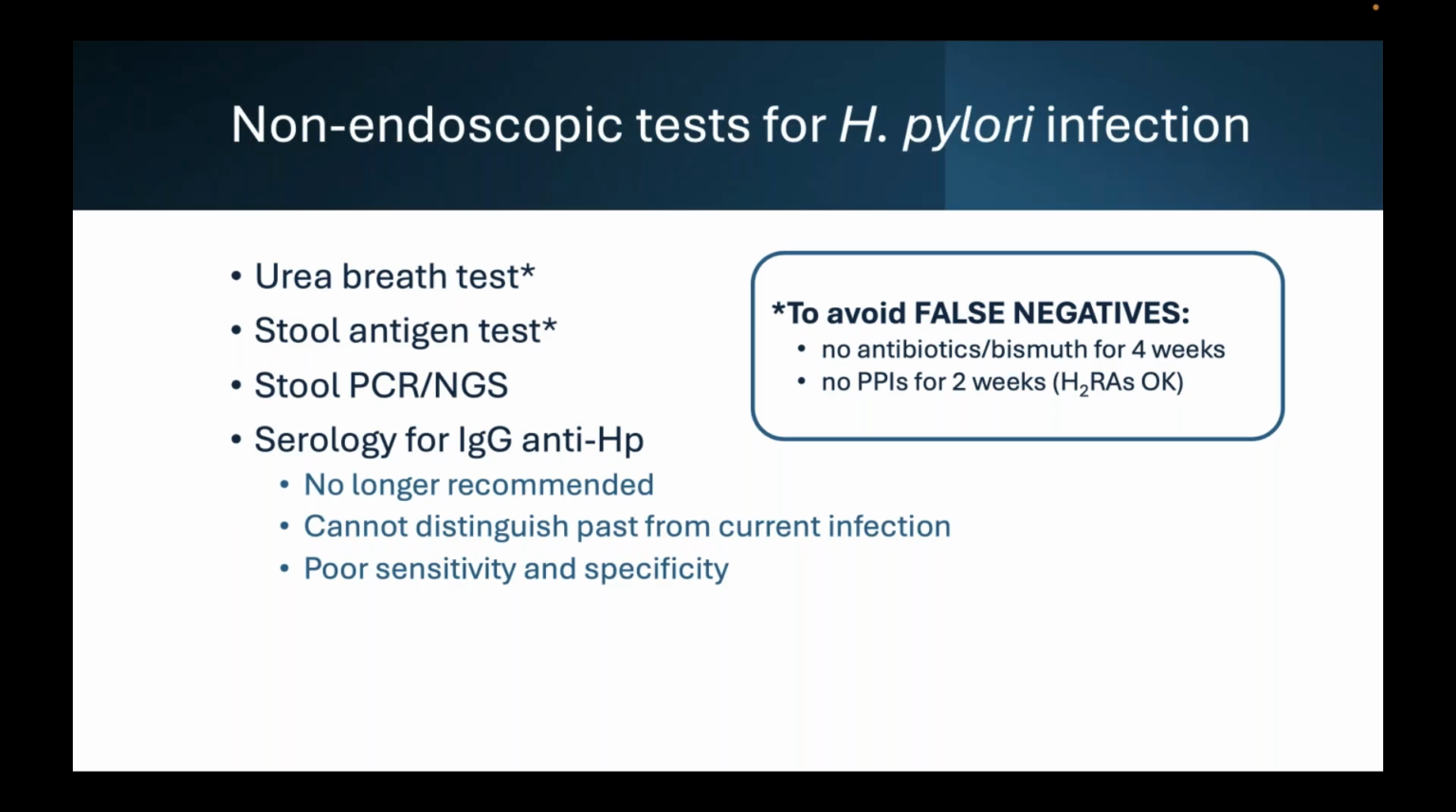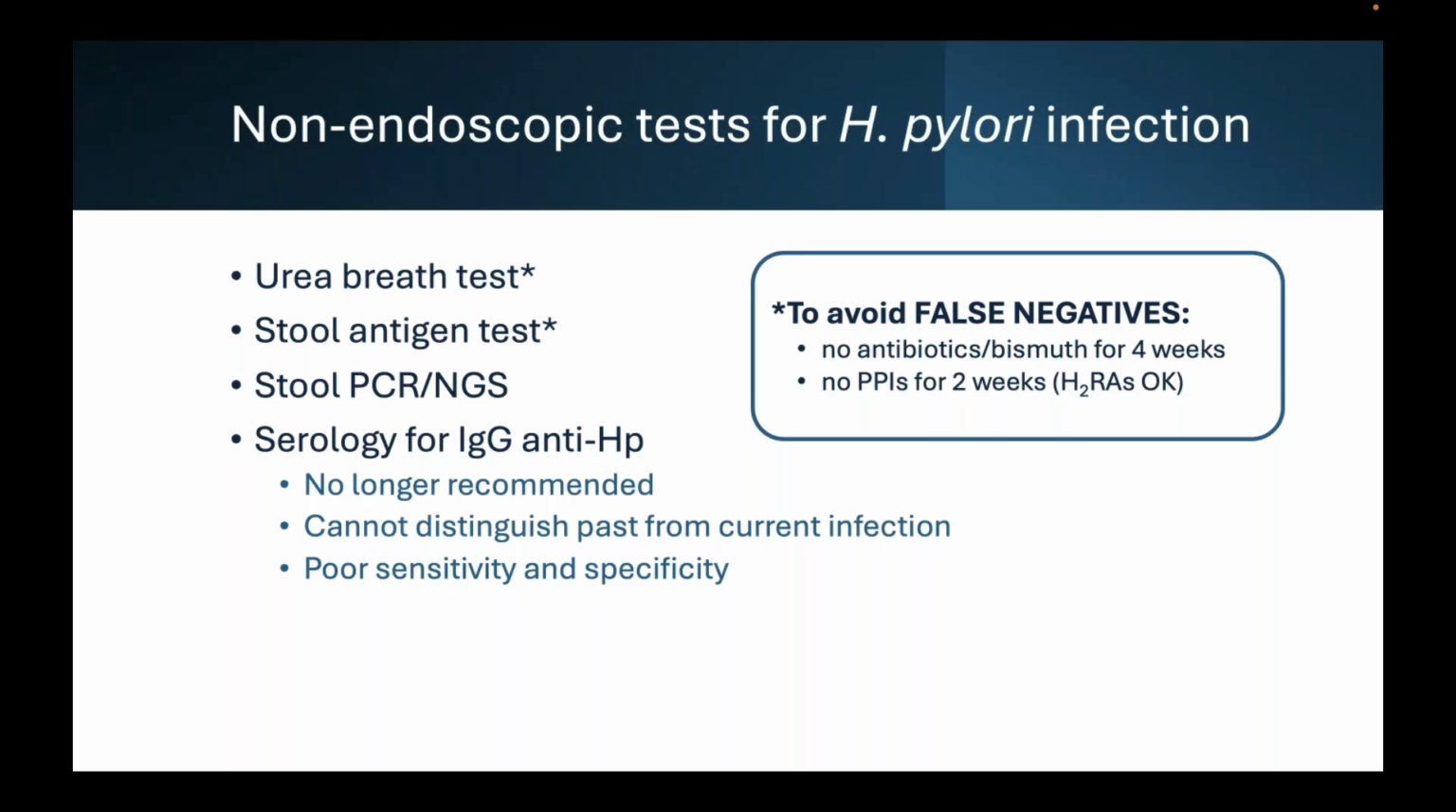The third item on this non-endoscopic test list is the ability to do molecular testing, including next generation sequencing on stool. And we'll talk about that more in a moment. But again, one can get sensitivities for antibiotic resistance profiles from H. pylori now from stool testing.